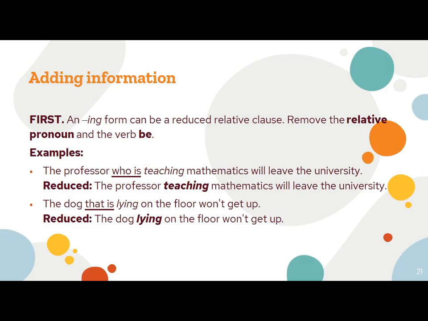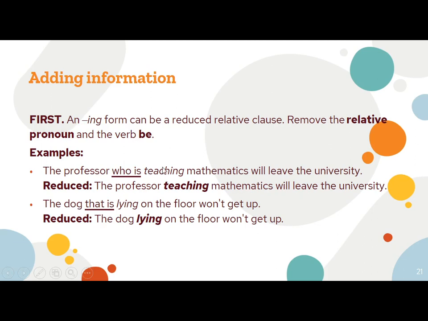Okay. So first, an ing form can be a reduced relative clause. Remove the relative pronoun and the verb be. So whenever you're adding information about something, guys, in the case of the ing form, the first step would be removing a relative clause that you already have. What is going to be the way? The way is going to be like this. If you have an ing form in the clause like this: the professor who is teaching mathematics will leave the university.